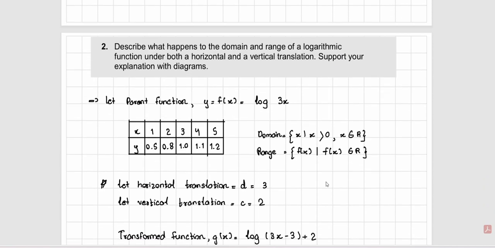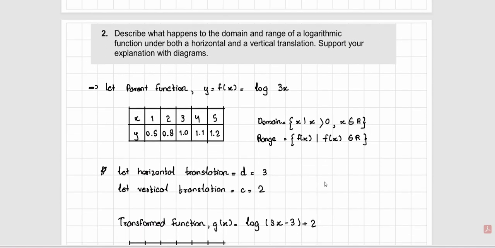This is simple. For number 2, describe what happened to the domain and range of the logarithmic functions under both a horizontal and vertical translation. Support your explanation with a diagram. So let's say, we have to underline horizontal and vertical translation. That's the main point.